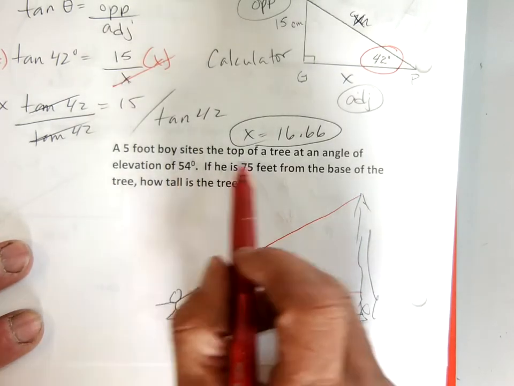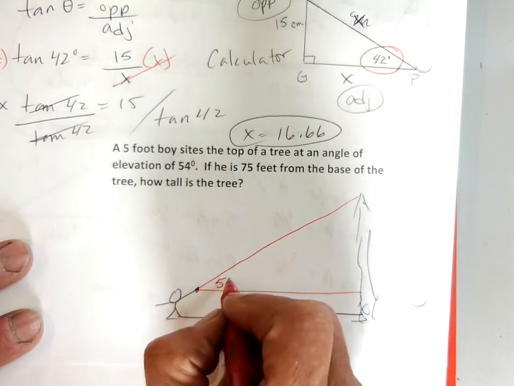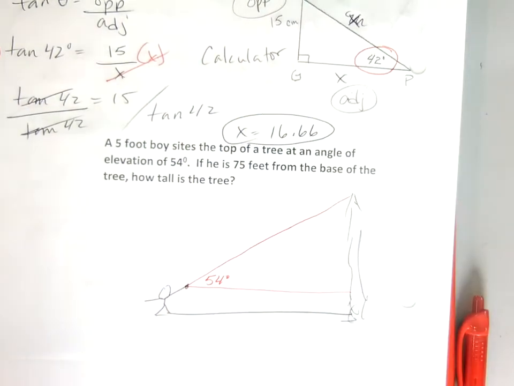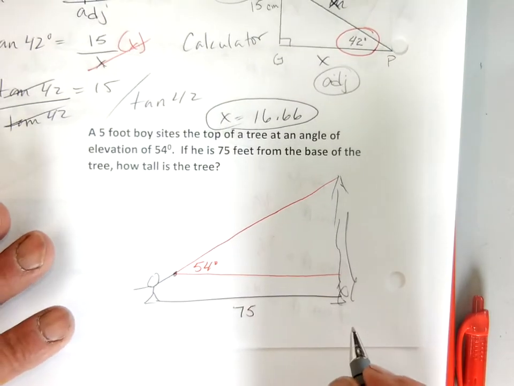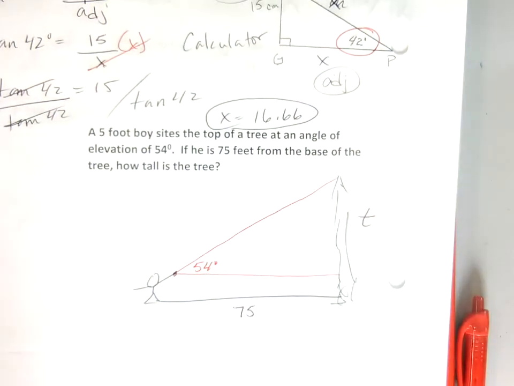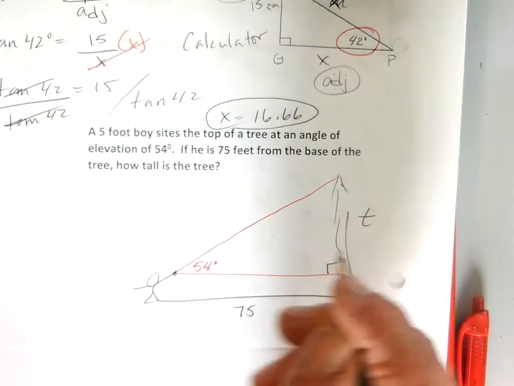He sights the top of a tree at an angle of 54 degrees. He's 75 feet from the tree. How tall is the tree? Okay. We're going to assume a right angle.